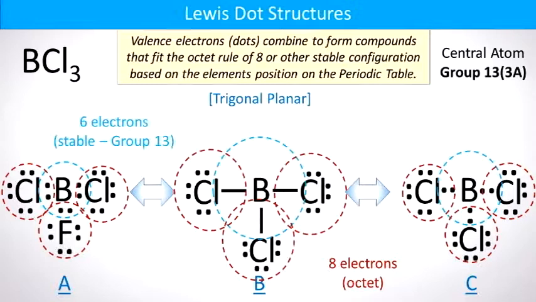In the case of chlorine, it is located in group 17 and would have 8 electrons to conform to the octet rule. So what we have here is an example of where the central atom did not have 8 electrons, but was electronically stable with 6 because of its location on the periodic table.